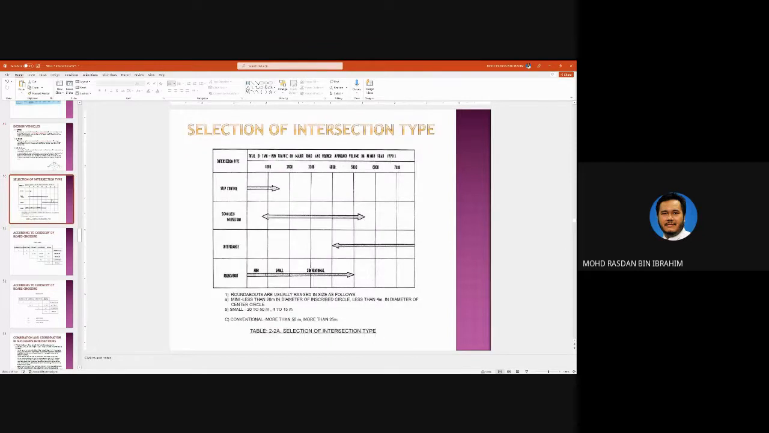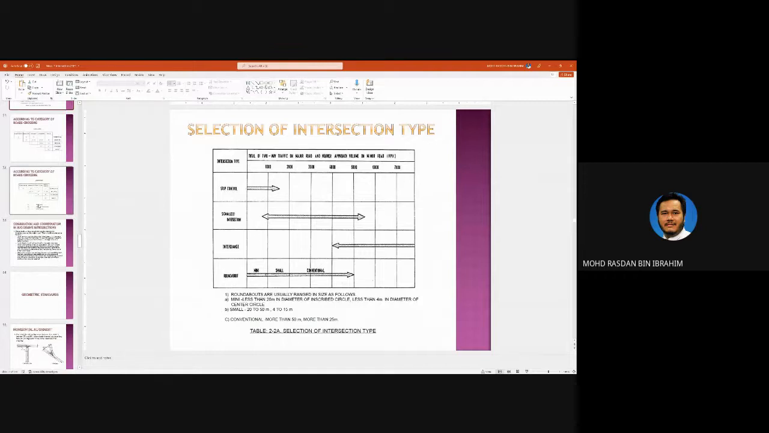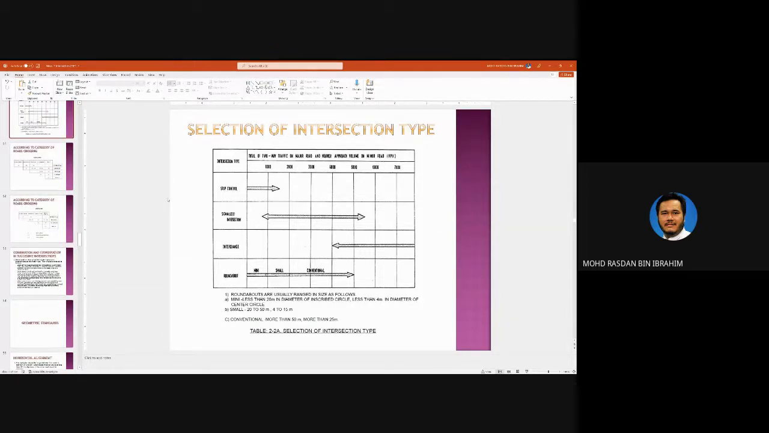Selection of intersection type. You have several types: stop control, signalized, interchange, and roundabout. The use of the different types depends on the number of vehicles: the total of two-way traffic on the major road and the heavier approach volume on the minor road, in VPH.